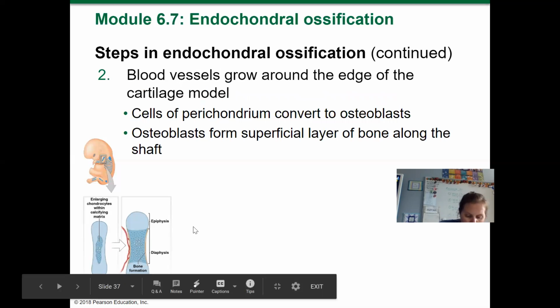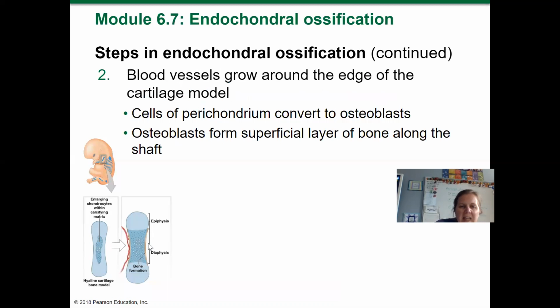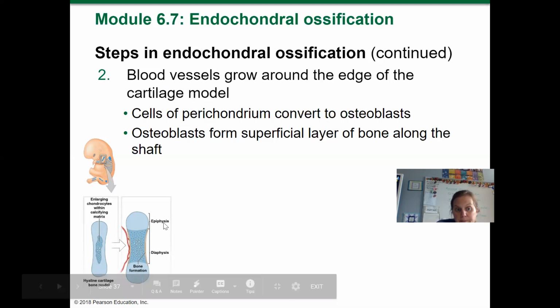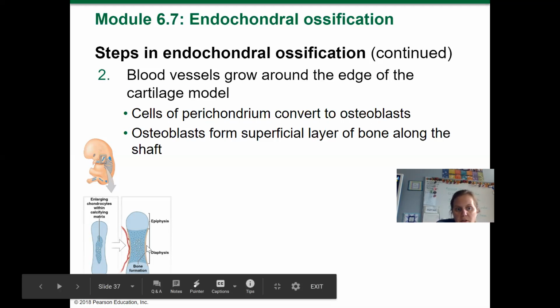Then we start to have vascularization on the edge here, and there are the beginnings of the shaft, the diaphysis, and the epiphyses, the ends of a long bone. At the edges you can see the bony formation. It's a very superficial layer of bone on that side and that side, because the majority of this is still cartilage.